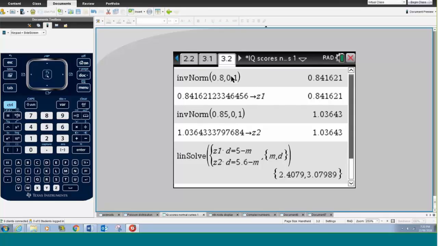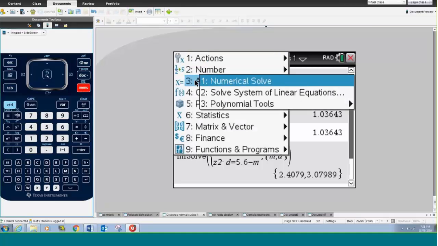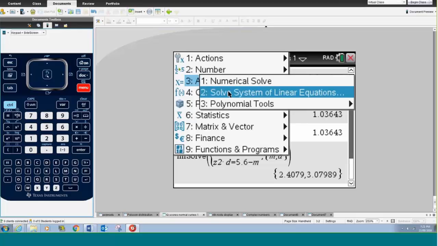Of course it's the standard normal distribution. We need the Z values corresponding to our X values 5 and 5.6. We do another one here and also store it as Z2. Then we can use linear solve, which is in algebra, and solve a system of linear equations. That's where it sits.